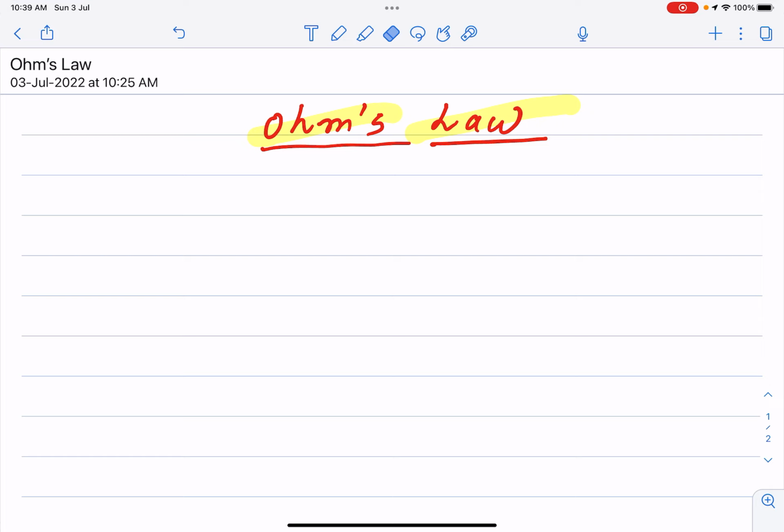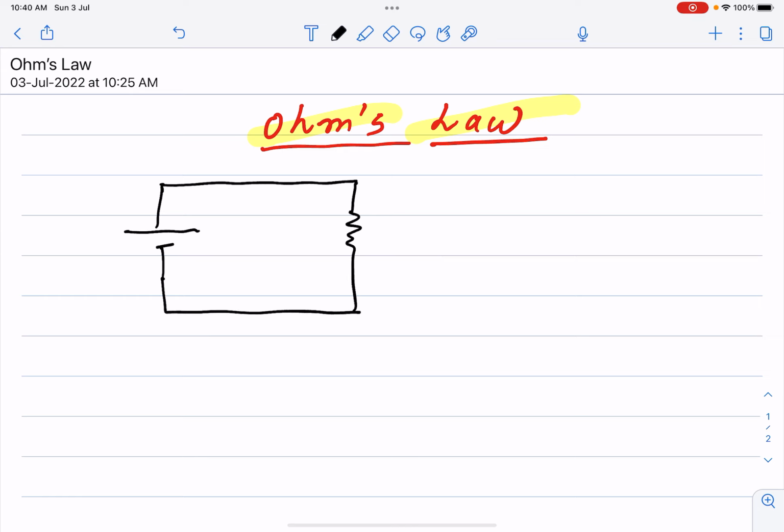So let us start the session with the question: what do we mean by Ohm's law? Now suppose we have been given a circuit, and suppose a voltage V is applied to this circuit, and suppose the resistance of the circuit is R, and suppose the current flowing through this circuit is I.